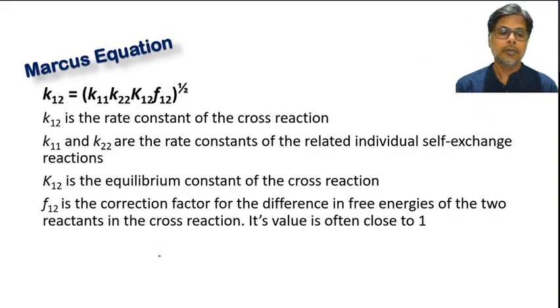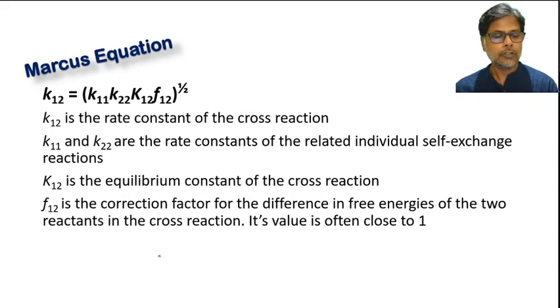Here is the Marcus equation. This gives a relationship between the rate constant of a cross reaction and its equilibrium constant, and also to the rate constants of the individual self-exchange reactions. Let me explain the terms of the Marcus equation: k12 equals (k11 k22 K12 f12) to the power of half.